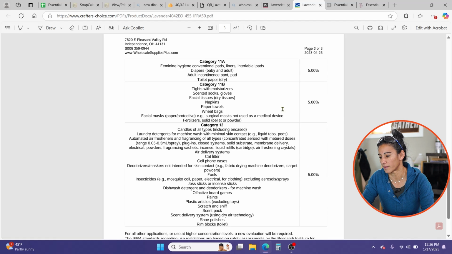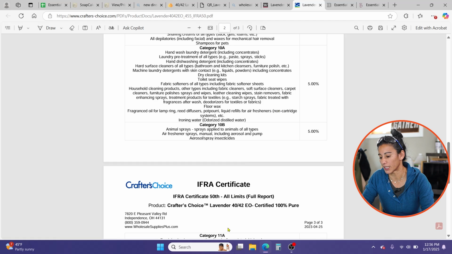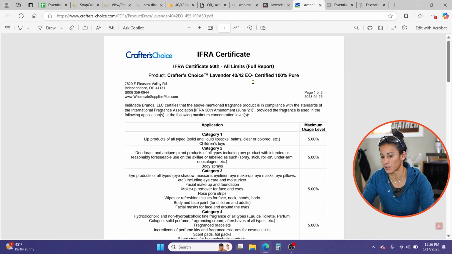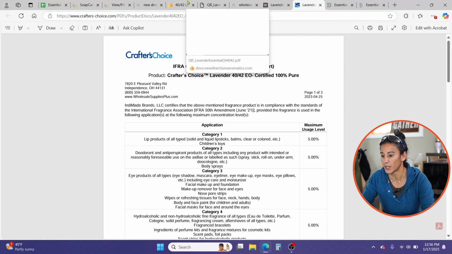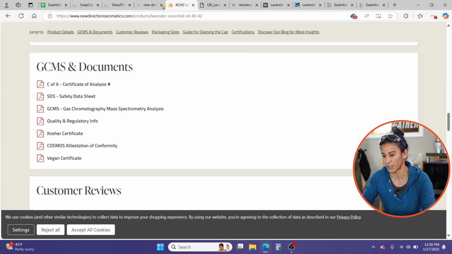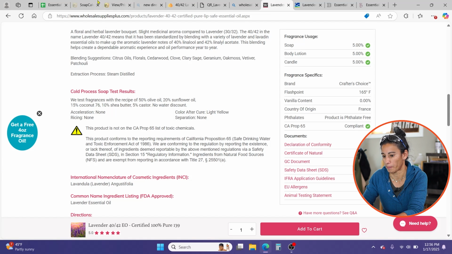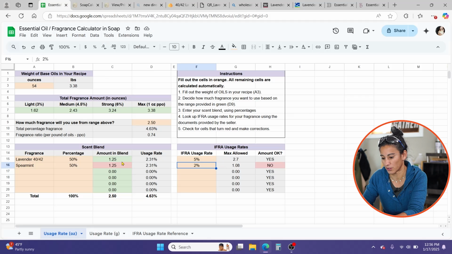So they're saying that this particular lavender, and again, just because it's lavender 4042, it doesn't mean that's the same as the lavender 4042 from New Directions. So this is how they're doing it. So this is saying 5% usage rate. So in this case, I would put 5% in my spreadsheet over here if I was getting lavender from Wholesale Supplies Plus. So as you can see, it still is compliant. You can still use the 1.25 in this particular blend. All right, I'm going to change that back to 100.